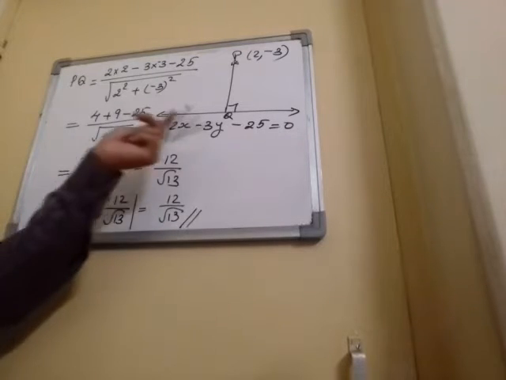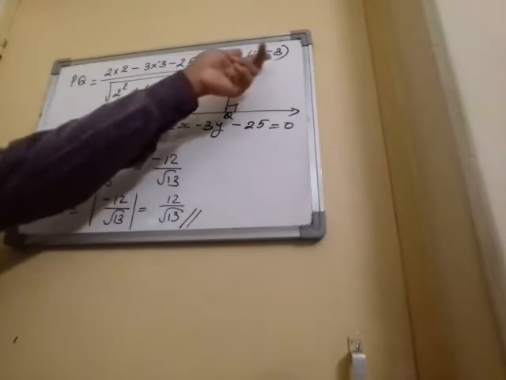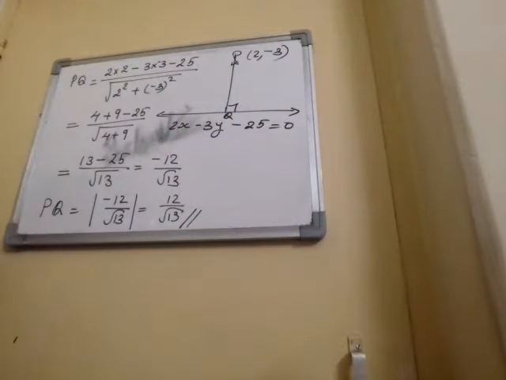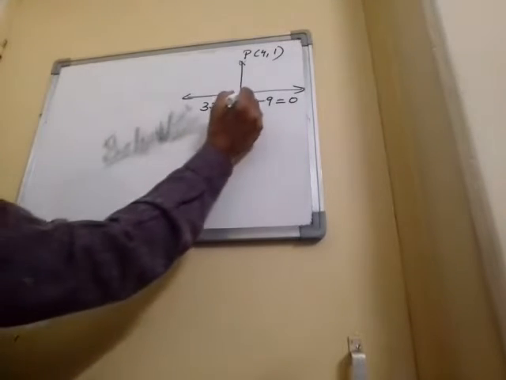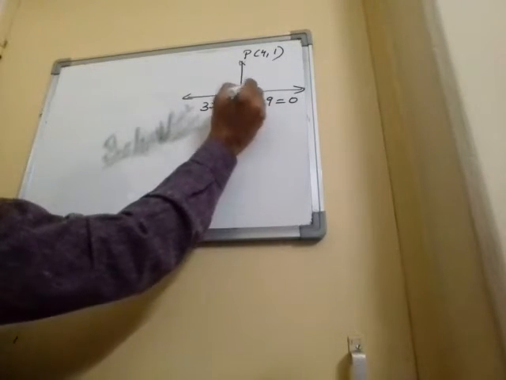Okay, so the method is, replace x and y with the given point and calculate the distance by using the formula. Alright, now see one more question. So the question is, find the distance of the point P(4, 1) from the line 3x - 4y - 9 = 0. So we have to calculate this perpendicular distance PQ.